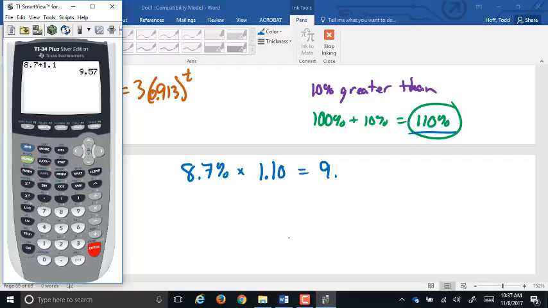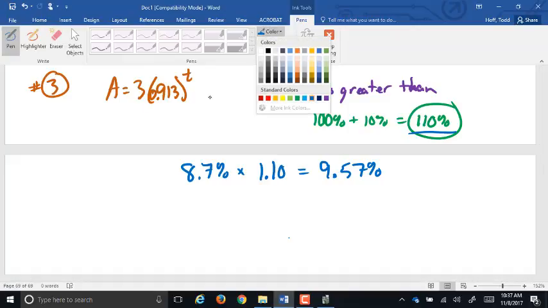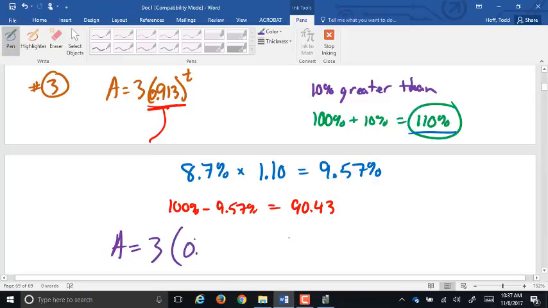Oh, careful, 9.57, right? You're a step ahead of us. You're the 0.9. Yep. That's okay. So that's 9.57%. So this number in here, the 0.913, is going to be replaced by 100% minus the 9.57%, equals 90.43%. So our new formula then becomes, the amount is, we're back to the 3 trillion, but instead of 0.913, it's 0.9043, as you said.